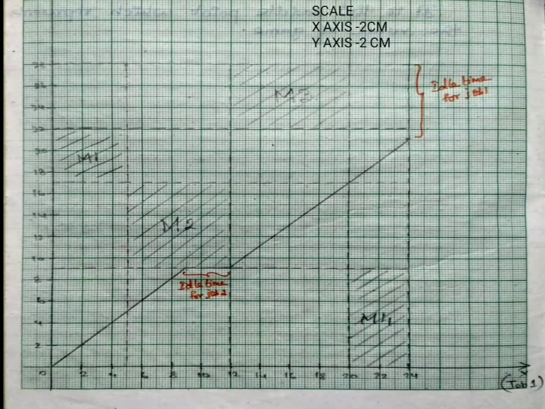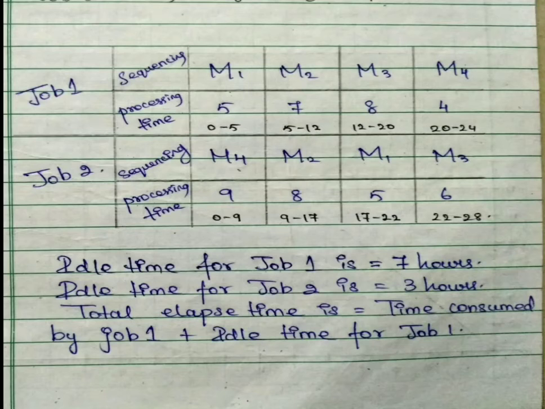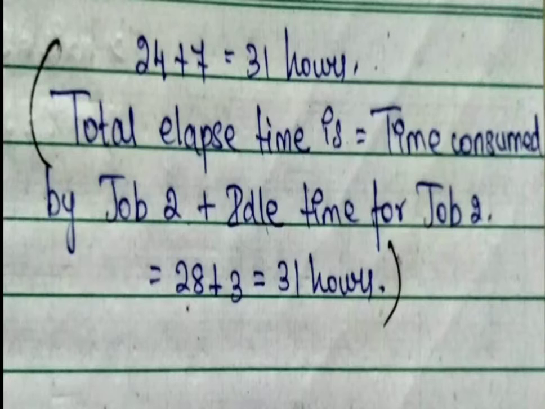So here we have to come to the total elapsed time. The idle time for job 1 is 7 hours, and the idle time for job 2 is 3 hours. So total elapsed time is given by time consumed by job 1 plus idle time for job 1. So total elapsed time is equal to 5 plus 7 plus 8 plus 4, which is 24, plus idle time for job 1, which is 7. So we get the answer 31. Then in bracket we have the idle time for job 2. If these two are equal, your problem will be correct. This bracket will be for your checking alone.